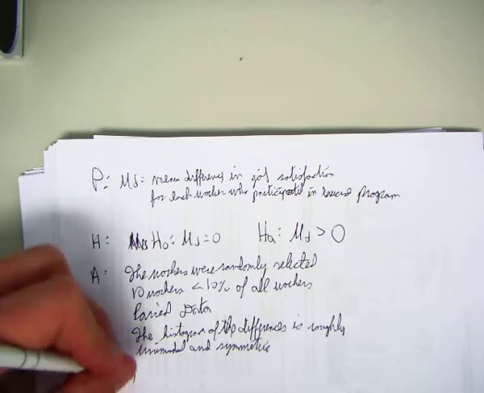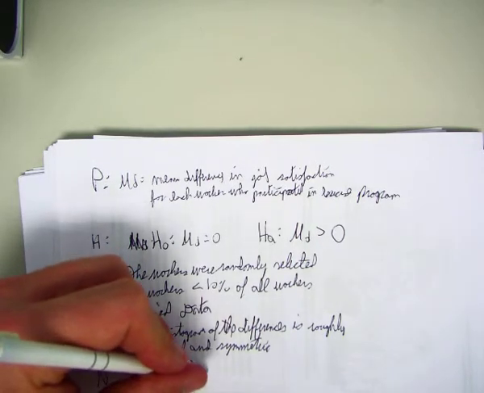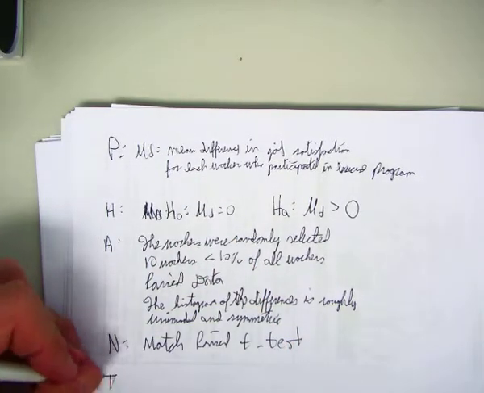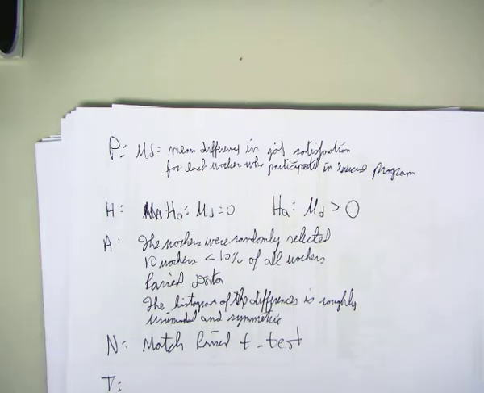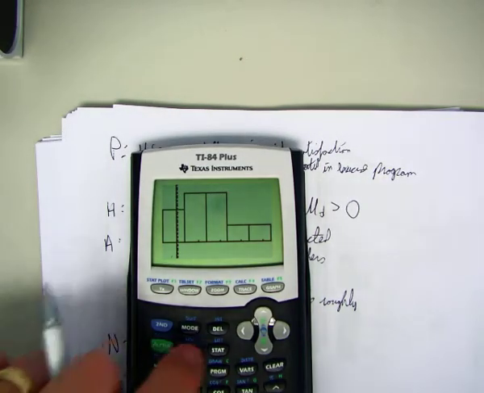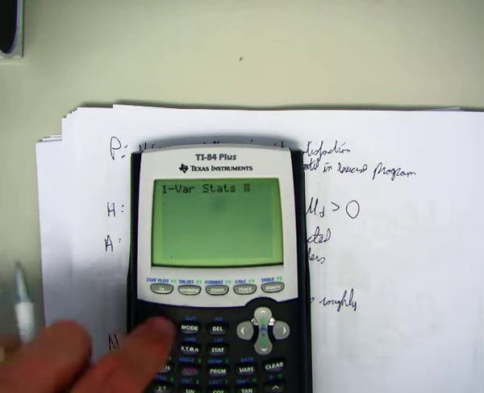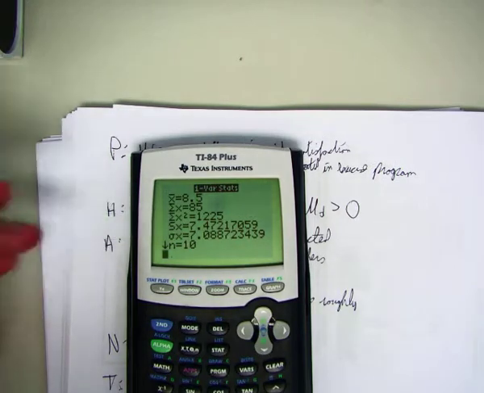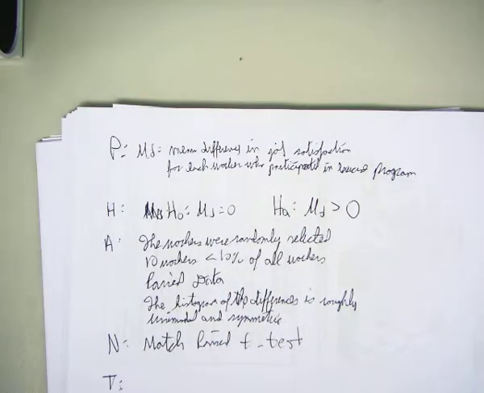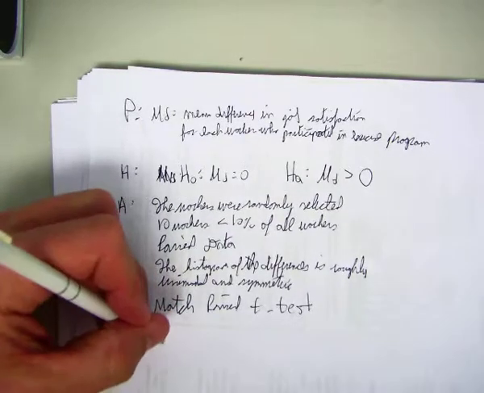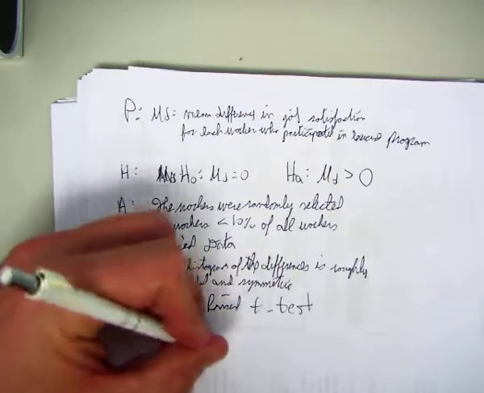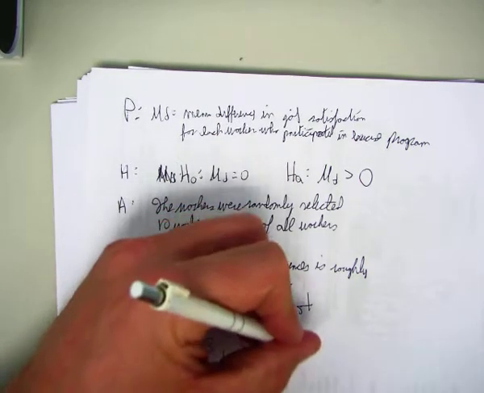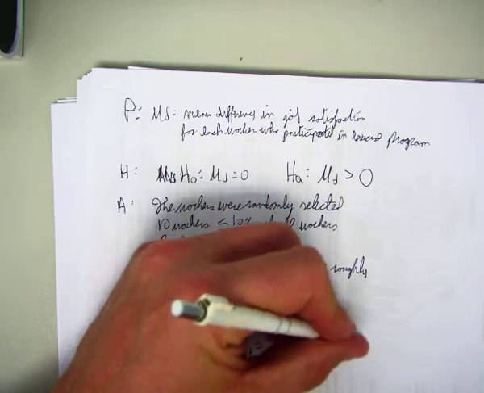Name the test. This is a matched pair t-test. To test parameters and statistics, I'm going to go into my calculator and I'm going to say, okay, I need 1-var stats for list 3, and my mean difference is 8.5, and the standard deviation of my differences is about 7.5. Okay, so x bar for the differences is about 8.5. The standard deviation of the differences is about 7.5. N is 10. Degrees of freedom is 9.